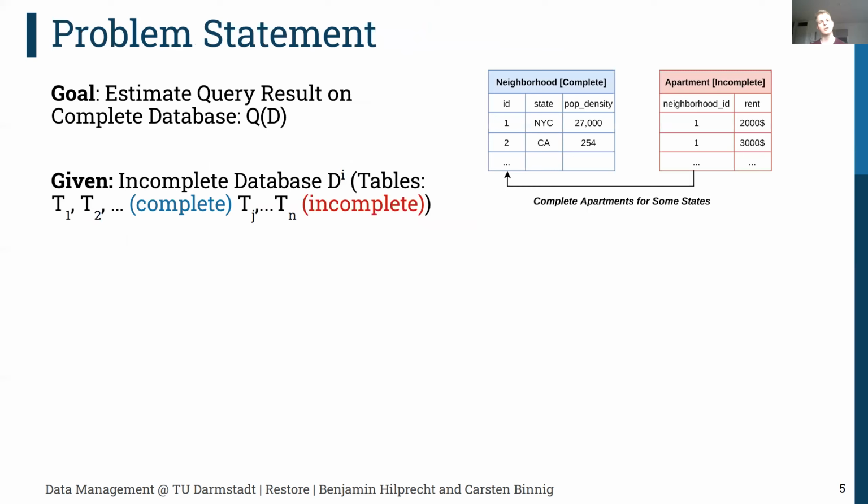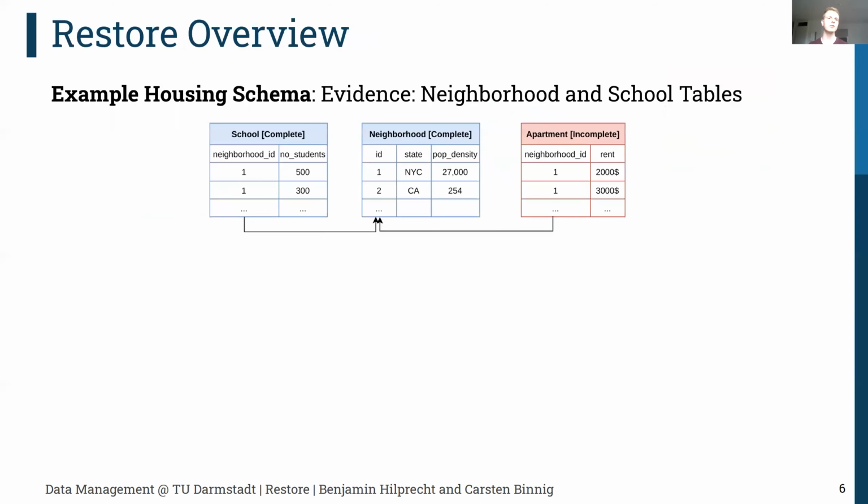So in general, the problem statement we are dealing with in the paper is we want to estimate a query result as if we had a complete database. So we want to estimate this query result given just the incomplete database. And by incomplete database, we mean we have a few tables which are complete, like the neighborhoods table with all tuples, and a few tables which are incomplete, meaning that entire tuples are missing. And now we still want to estimate what would the query result be if we had all the apartments in this example. And for this, we developed a system called ReStore.